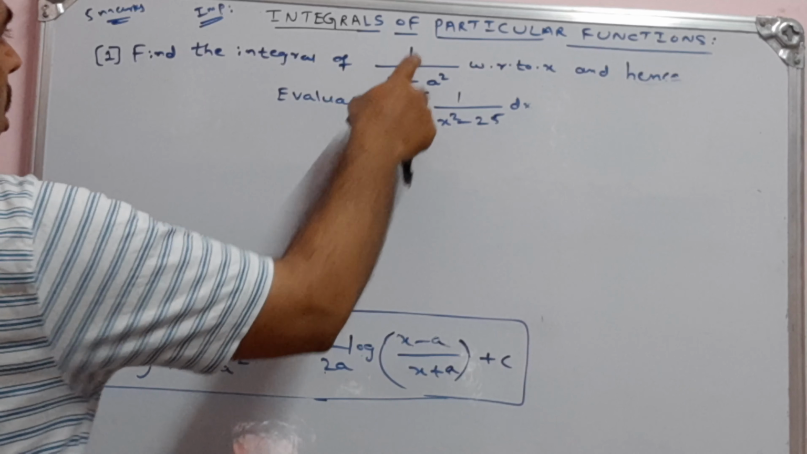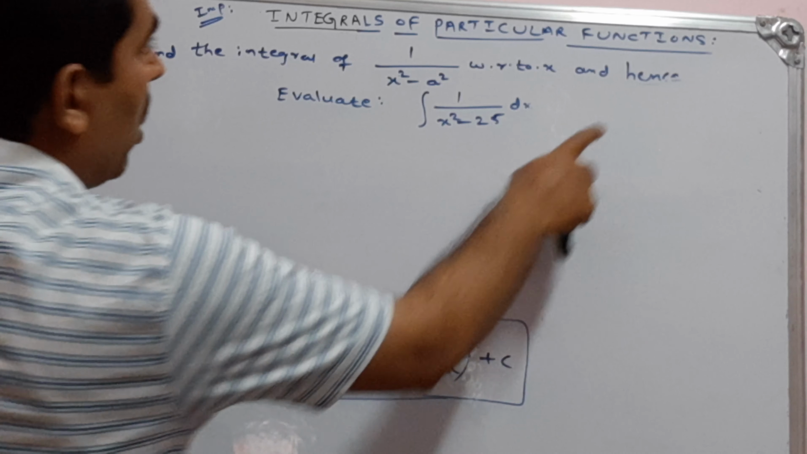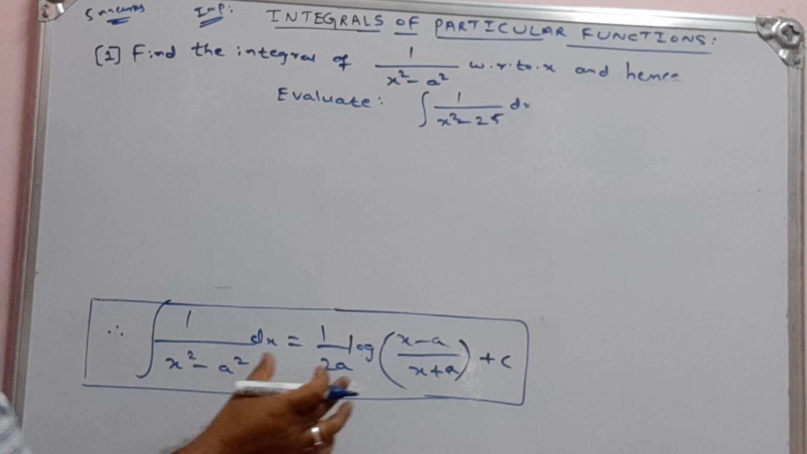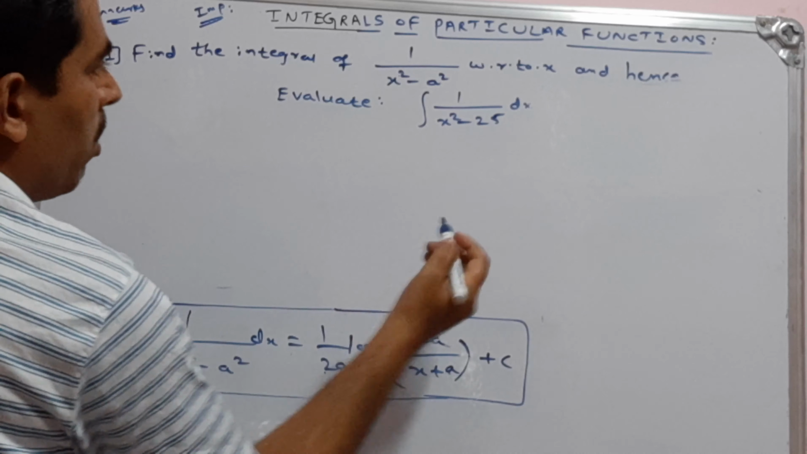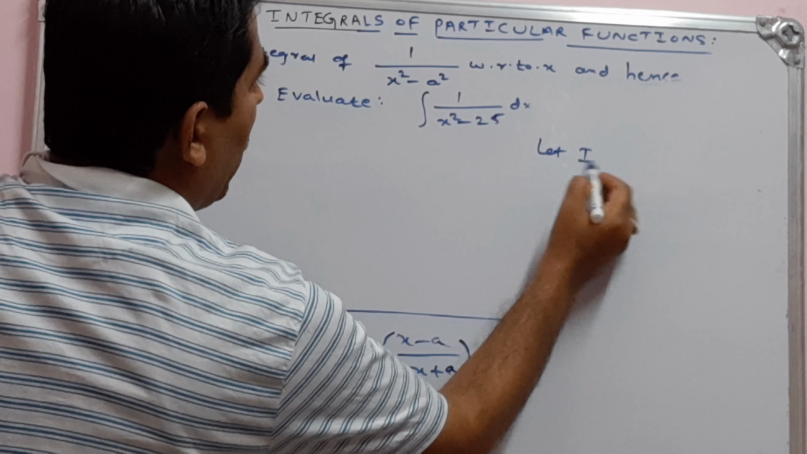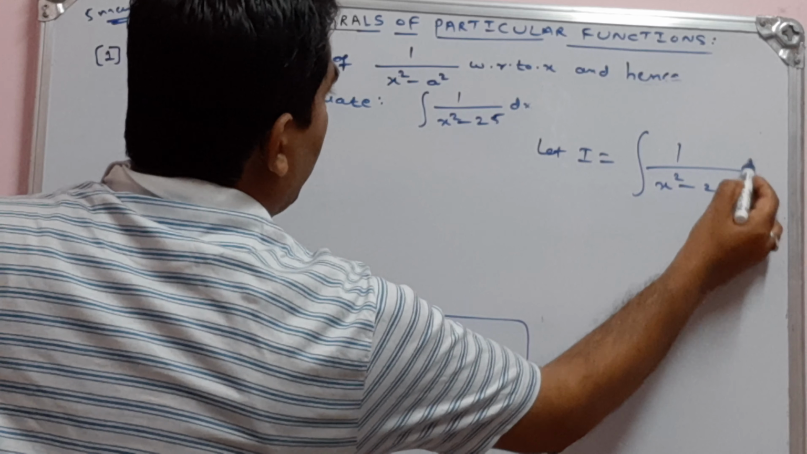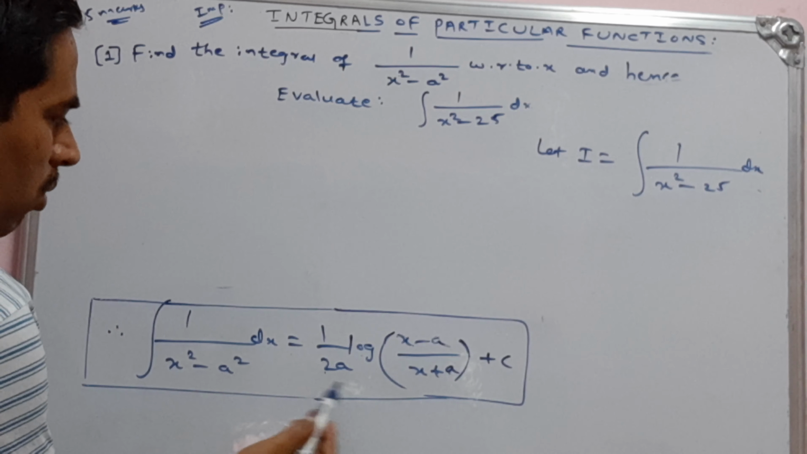Integral of 1 by x square minus a square, we have found out the integral, and hence evaluate the integration of 1 by x square minus 25. So using this result, we have to integrate this. I will continue from here. Let us take this integral as 1 by x square minus 25 with respect to x. Now we have to use this result.